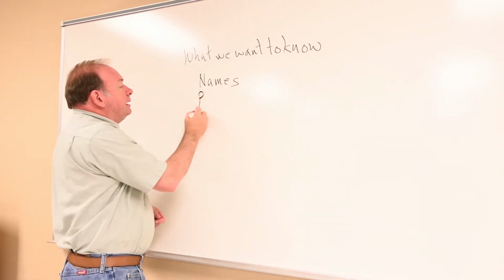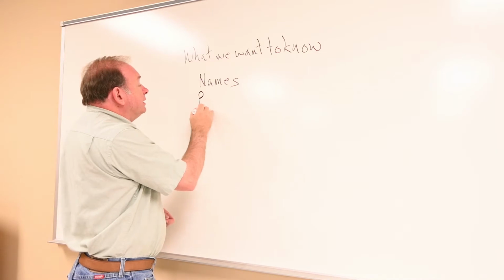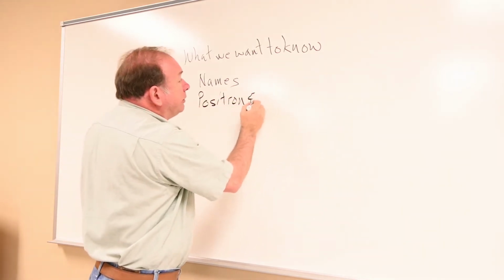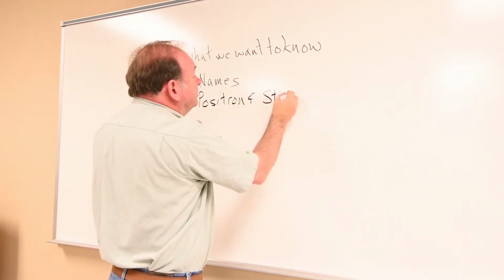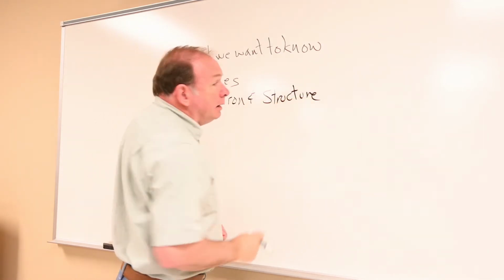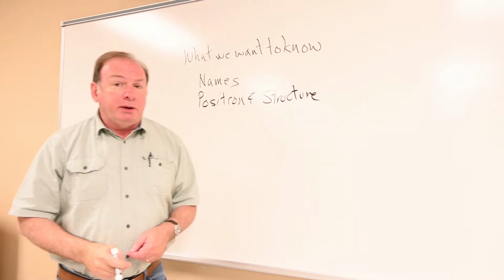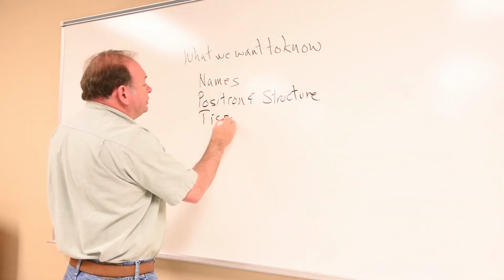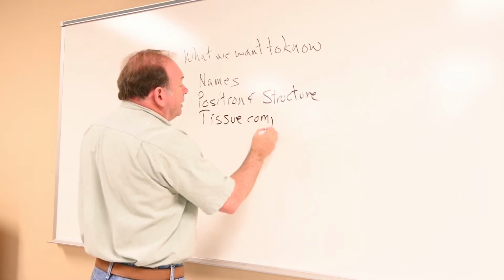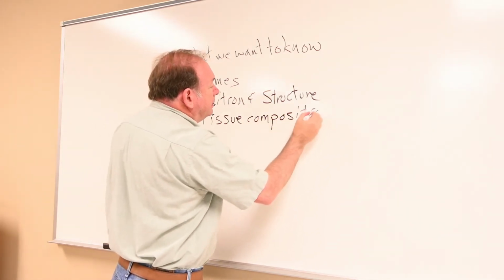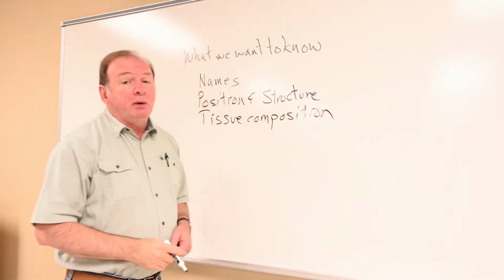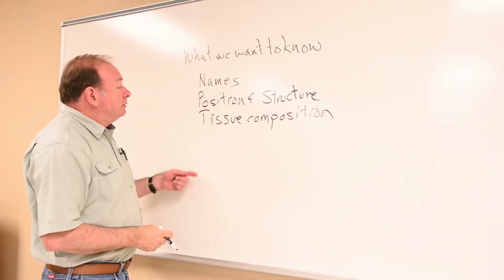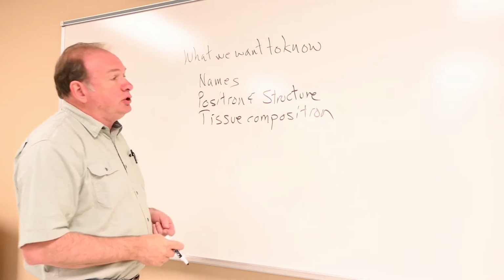Next, regarding the anatomical parts, we want to know basically the position and overall structure of whatever part we're dealing with. So that's the second thing. Next, we'll know a little bit about tissue composition. This we also know as the histology of the part or the anatomical structure we're dealing with, tissue composition.